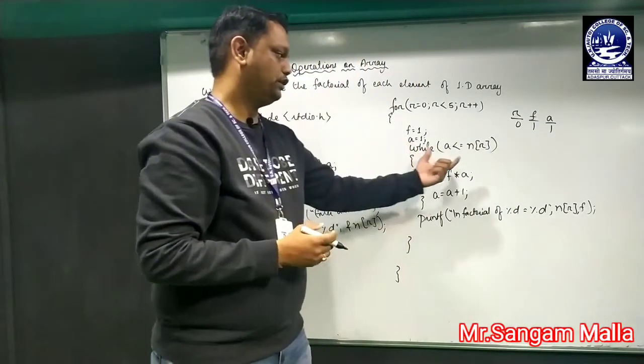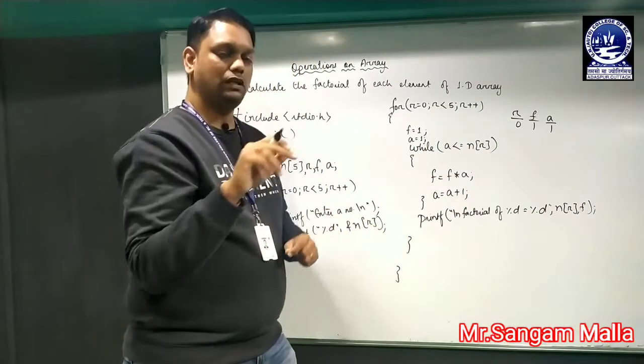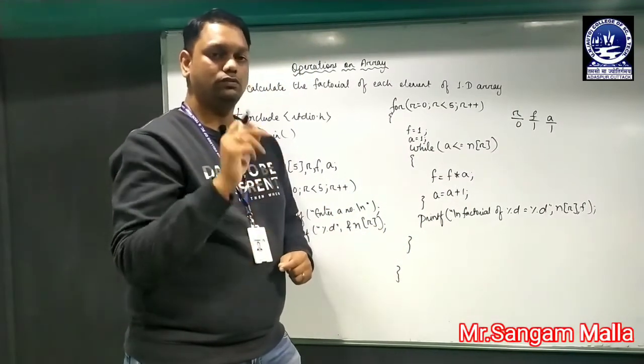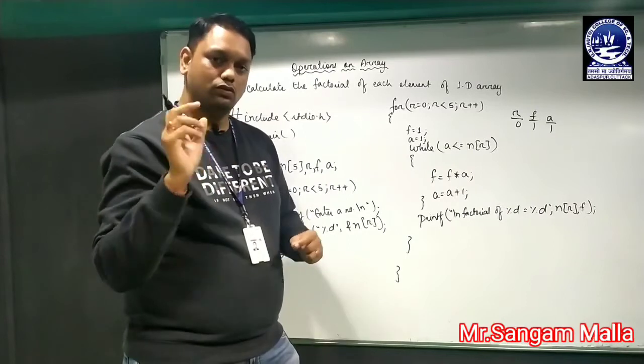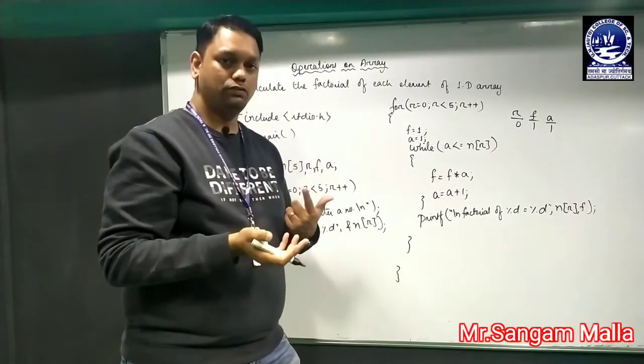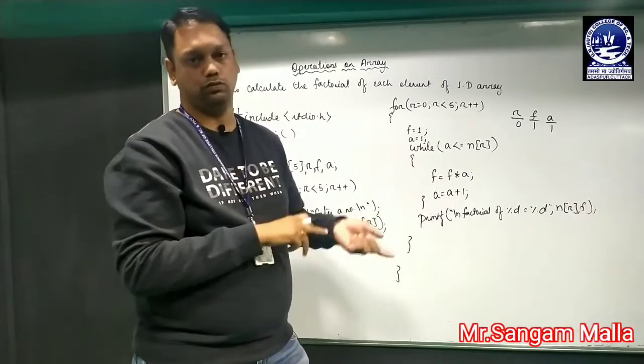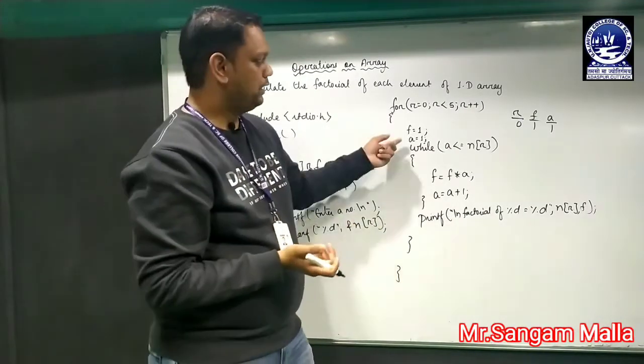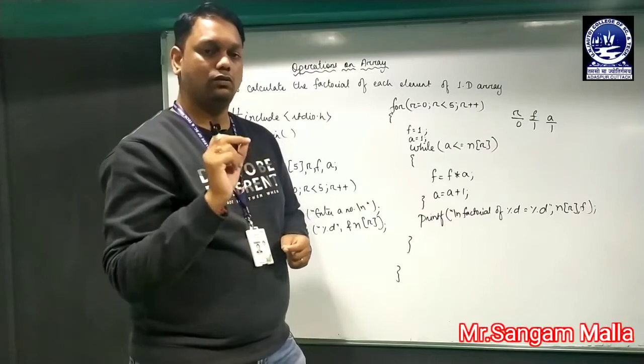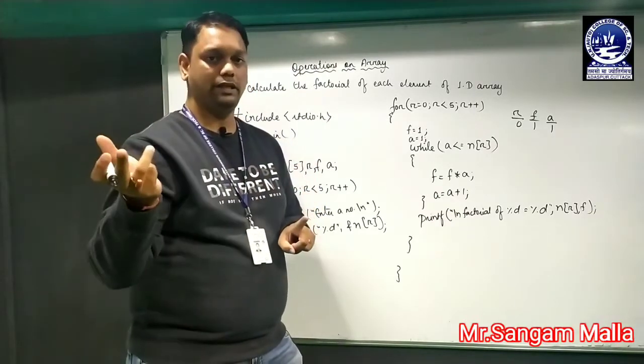So the definition of factorial says that suppose I have entered 4, the factorial of 4 is 4 into 3 into 2 into 1. So we can take any of the two directions. That means I can move from 4 to 1, or I can move from 1 to 4. The value will be the same. So here I have declared a equal to 1, which means it will move from 1 to the entered number.